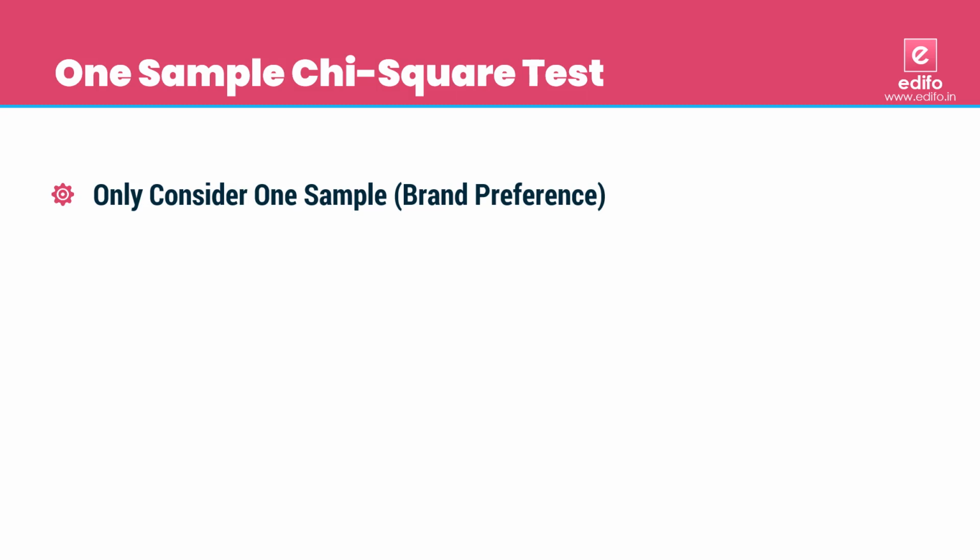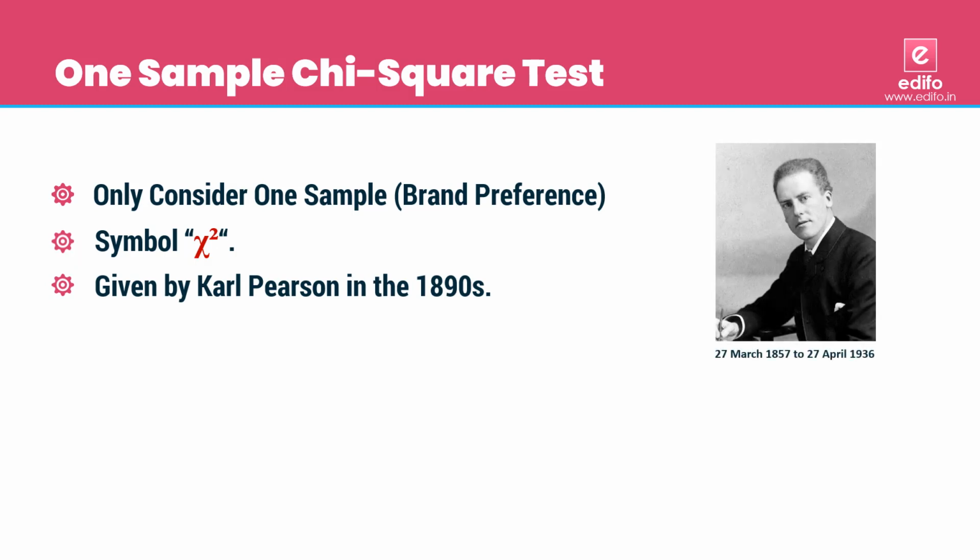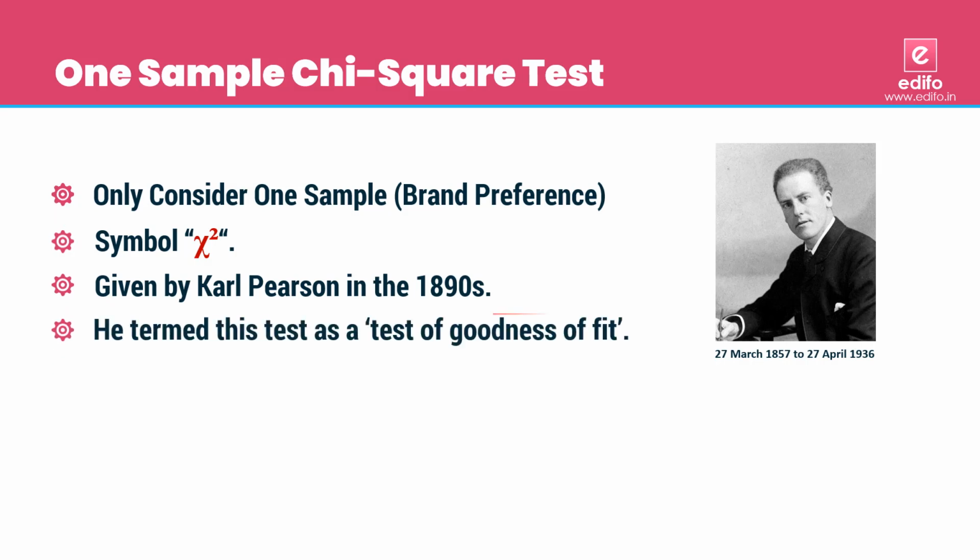The symbol that we use to represent the chi-square test is this one. This is the symbol that we can use to represent the chi-square. So chi-square test is also known as Pearson's chi-square test because it was given by the eminent scientist called Pearson, one of the foremost geniuses of statistics. This gentleman made countless invaluable contributions to statistics. He termed this chi-square test, that is the one-sample chi-square test, as the test of goodness of fit.